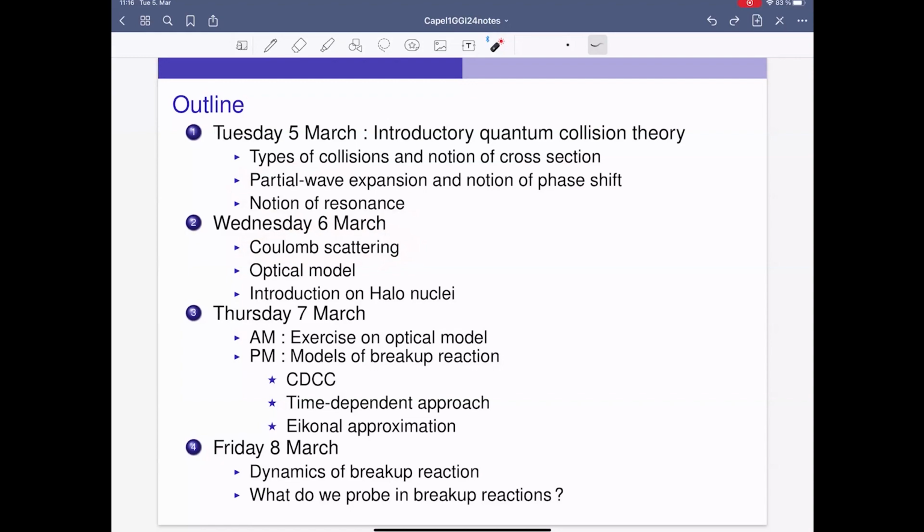Then tomorrow morning, we'll start by seeing that everything I've told you today is nearly useless, because the problem is that there is Coulomb scattering. But you can solve the problem and come back to the notions that we'll see today. So today is not fully useless. And then we'll see the notion of optical model tomorrow, and then I will do an introduction on halo nuclei.